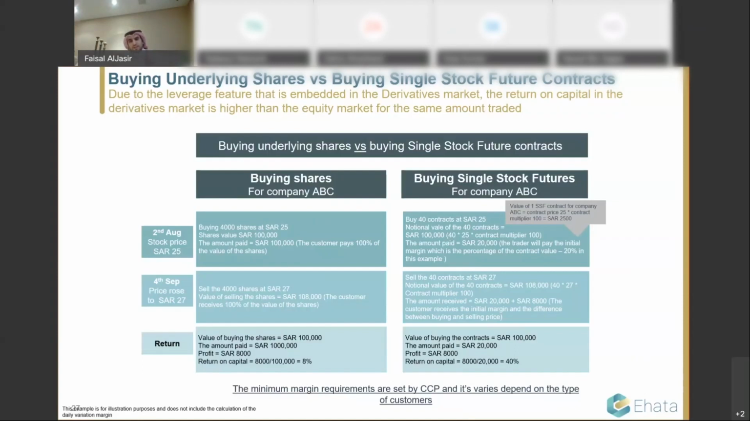However, look at the return on capital. You invested 100,000 and you just gained 8,000, and that constitutes 8%.